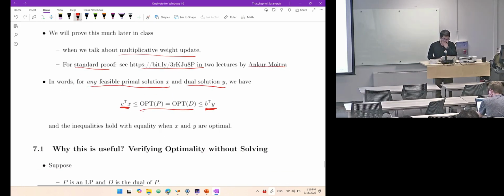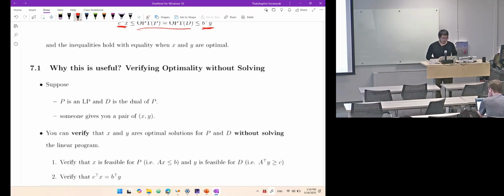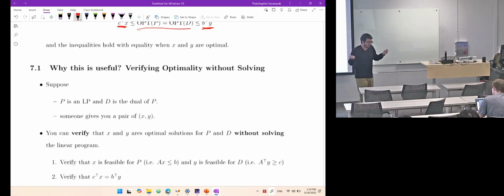Okay. So I'm now going to answer a question: why is the concept of the dual useful? First, we can get an upper bound and a lower bound just by solving it. That's true. But actually, solving an LP is a difficult task. It's really not easy to get to the optimal solution.